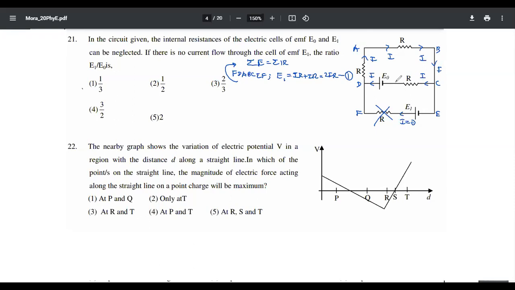Then I'm going to apply the equation for the DABCD loop, where E1 will be ignored. So you will be getting E0 equals, current is flowing through 3 resistors R, 3IR. Second equation. That's it, people. See how easy this is. Then E1 over E0 is 2IR over 3IR, that is 2 by 3. Third answer. You should do this in like 2 minutes maximum. Not even 2 minutes, 1 minute.